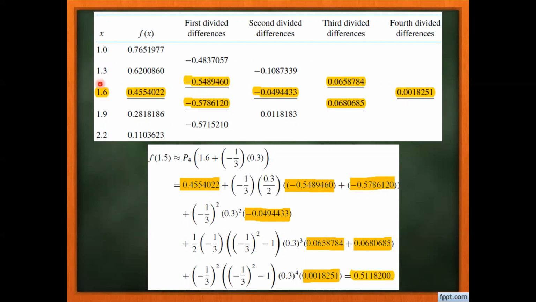Why? Because as per Stirling's formula, x naught is the node which lies close to the missing node. So if I had to calculate at 1.2, I would have chosen x naught to be 1.3. But since I need to calculate at 1.5, and by skipping the last node 2.2, I'm going to choose x naught to be 1.6. A little tricky, but hopefully once you have done it yourself, you will get it. And do ask if you have any queries.